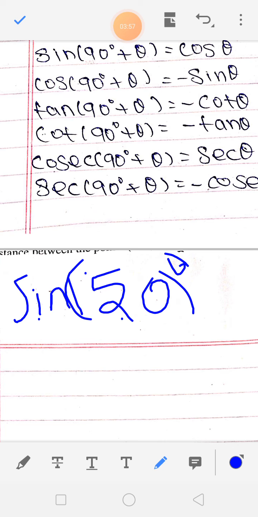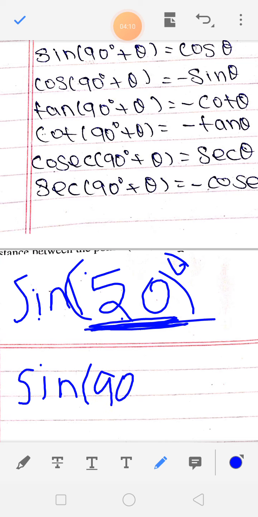How? First of all, you should see whether the given degree is more than 180 or below 180. It is below 180, so you can use 90 degree. Which one do we have to use, 90 degree plus theta or 90 degree minus theta? We have to add some number to 90 to get 150. If I subtract any number, I won't get 150.